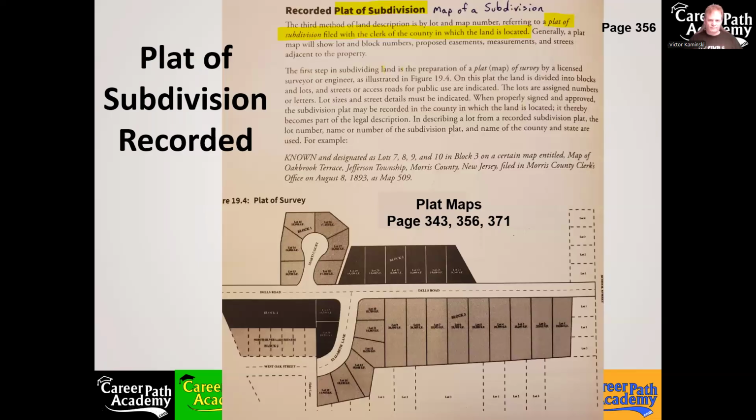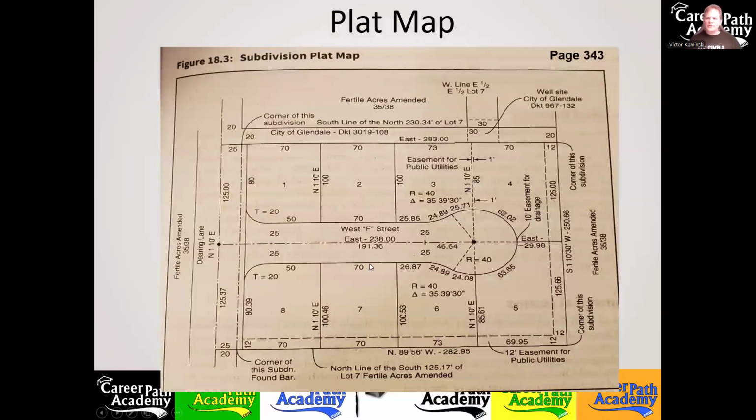You should also write this because I wrote down the different pages in this book where there are other plat maps that you could find and look at too as a reference if you wanted to. Here's another one of those plat maps on page 343.